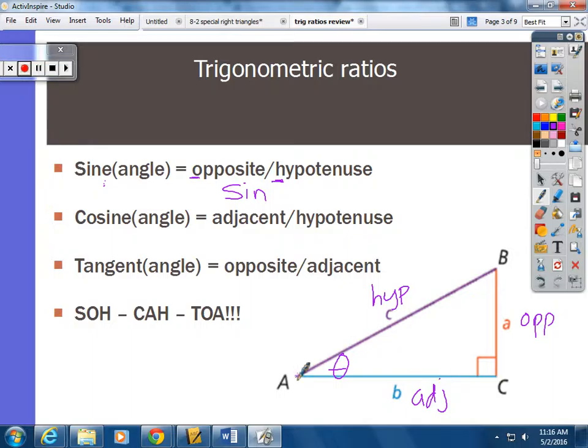One thing I tell my students, put your thumb on the actual angle. Whichever leg your thumb is touching is adjacent. Adjacent means next to or touching. So opposite over hypotenuse in this would be A over B.